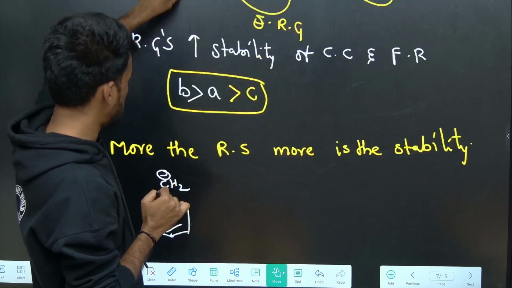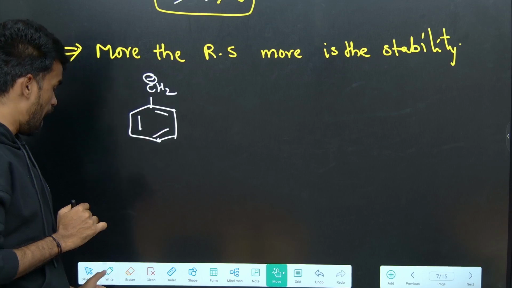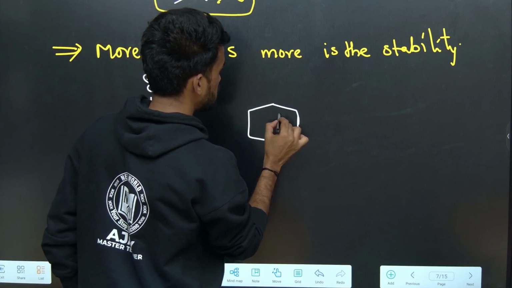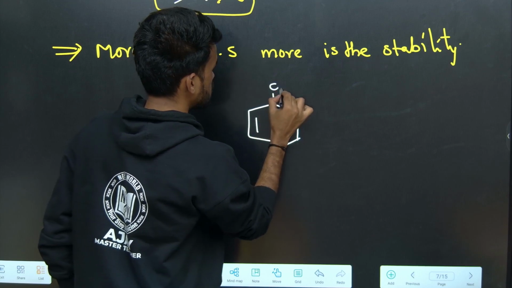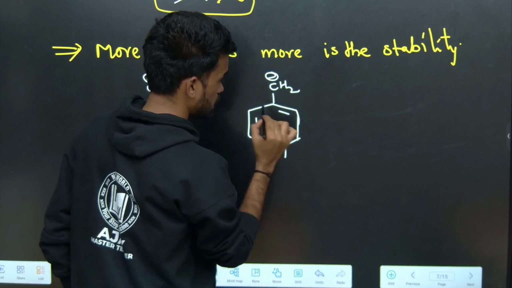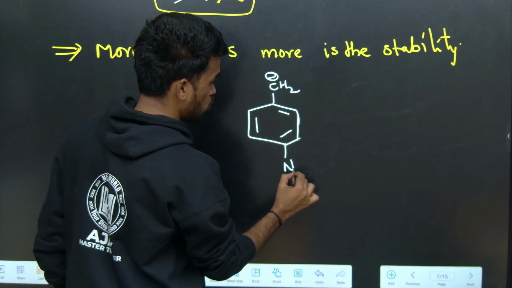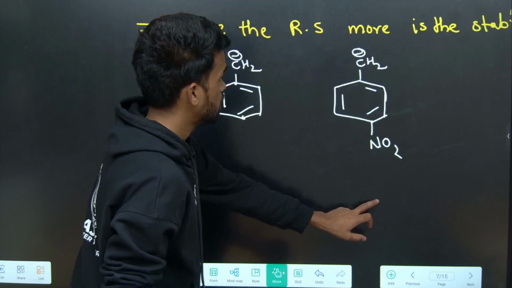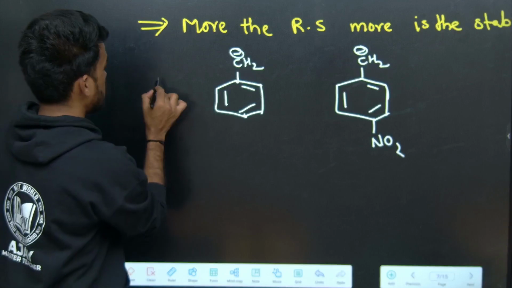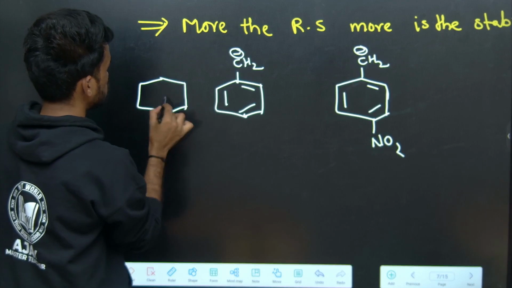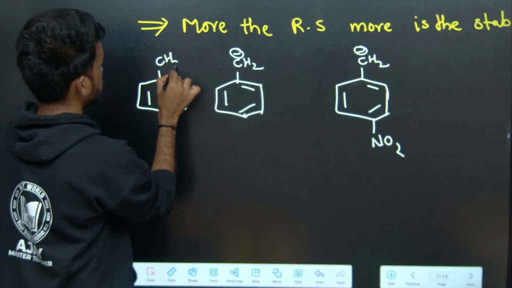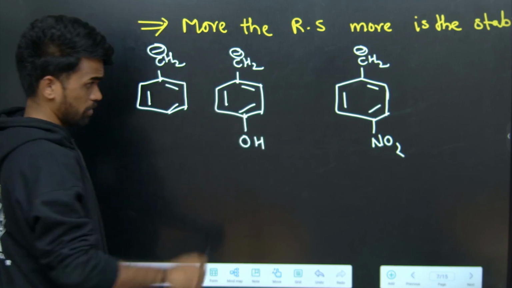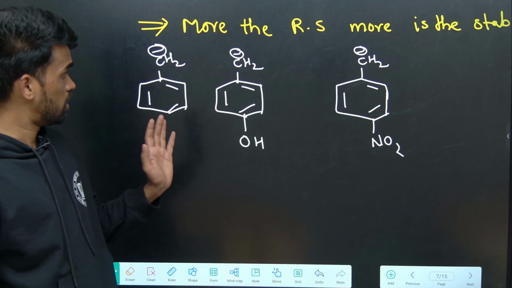So the next thing is this is a benzylic anion, right? Now I am considering the stability of this with CH2 minus, and here I am writing a nitro group. And one more thing we will be taking here. So let us say here I have an OH group. Now tell me, what factors will decide here?